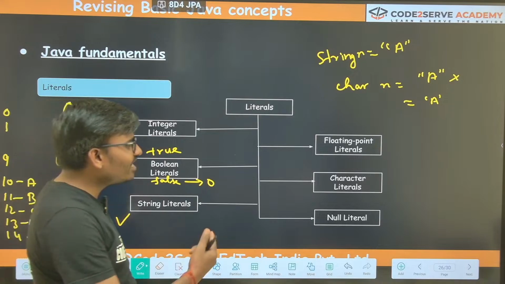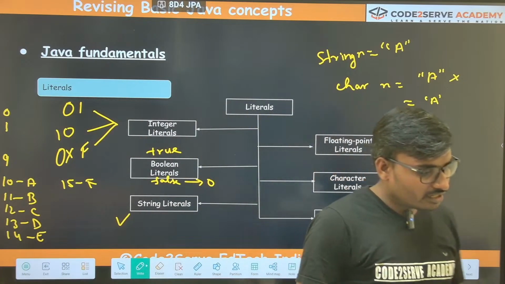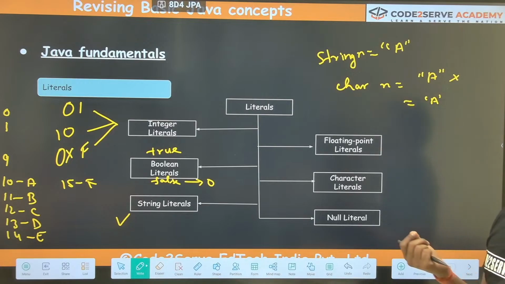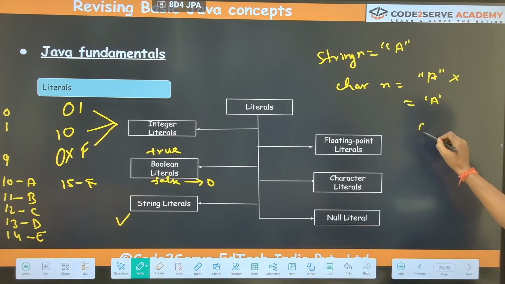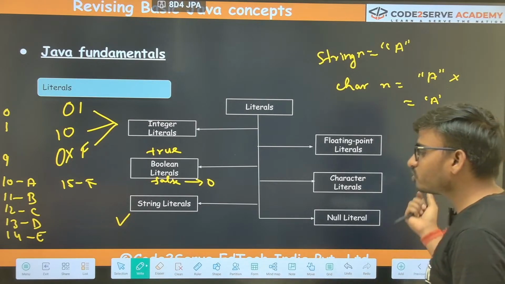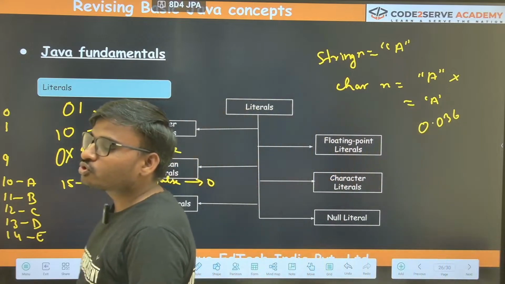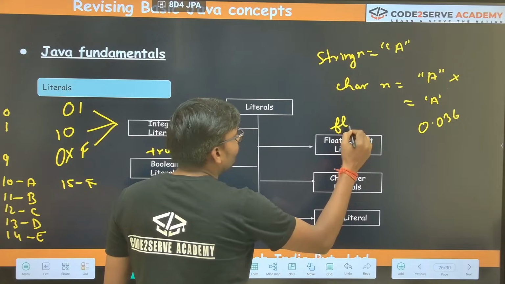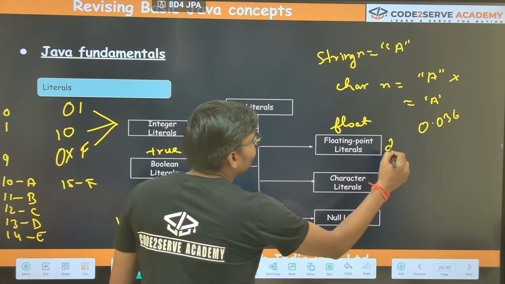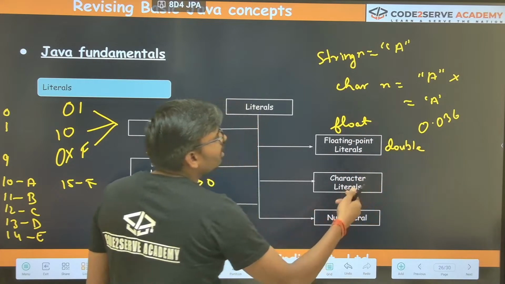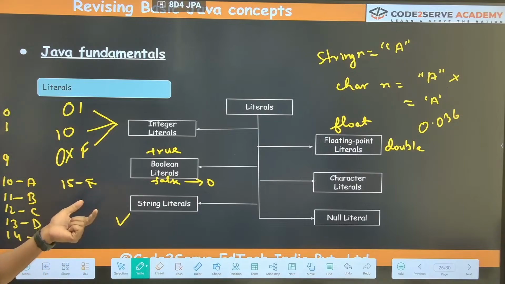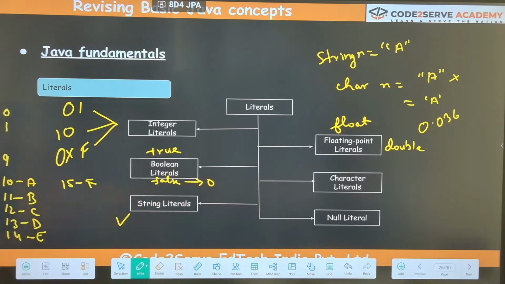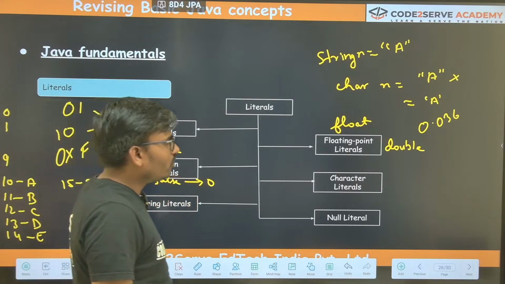Next comes the floating point. In floating point, any number that has a decimal representation in it, like 0.036, is a floating point number. Generally in Java we have two data types: either we can use float or we can use double. We'll learn about when to use float or double, and what the size of each is. Next is the character literals.